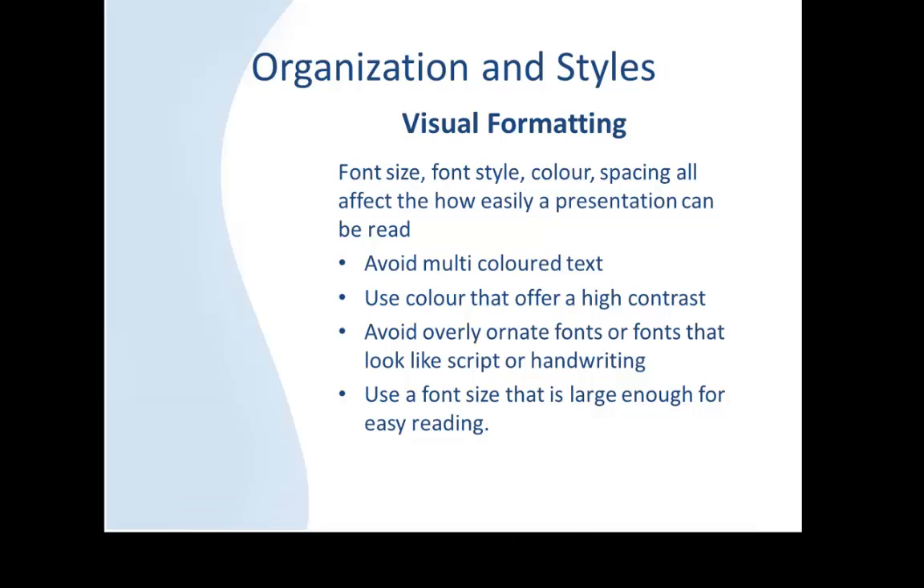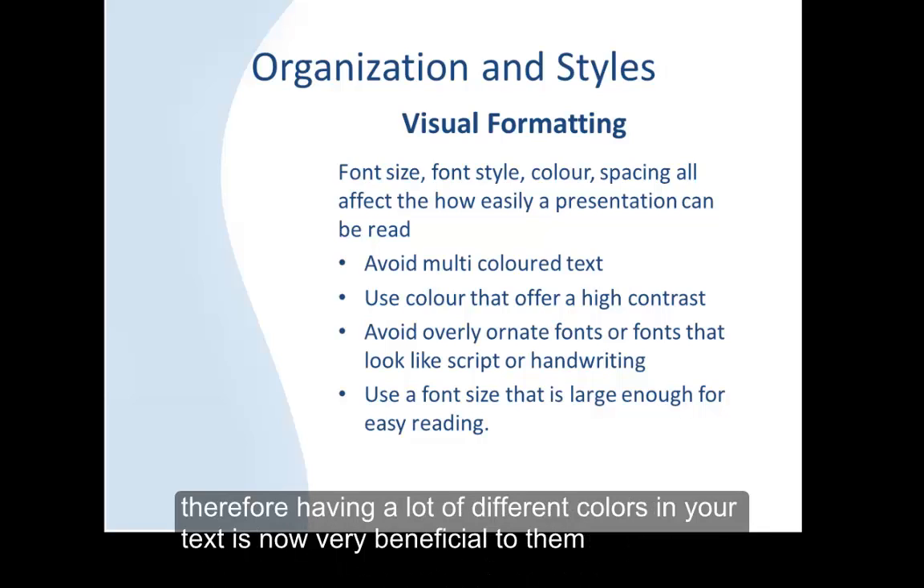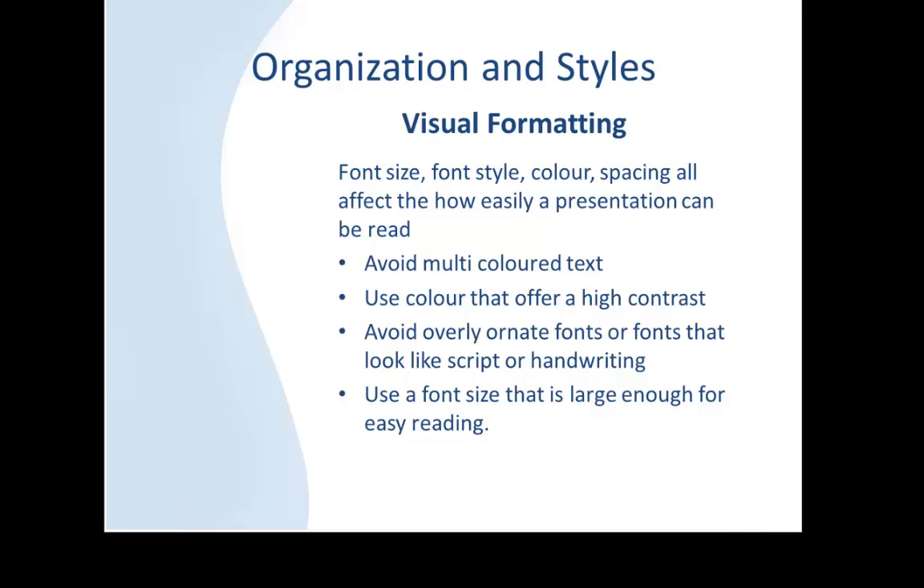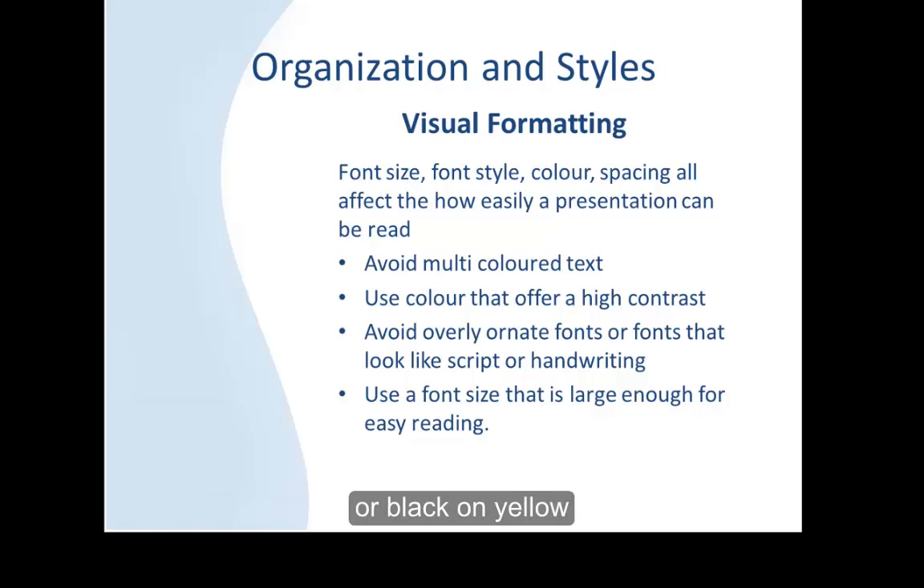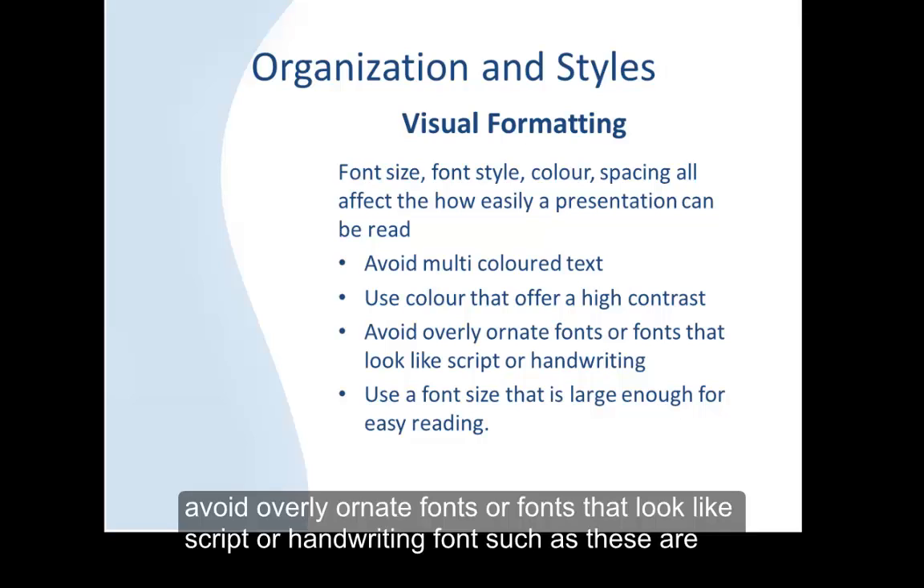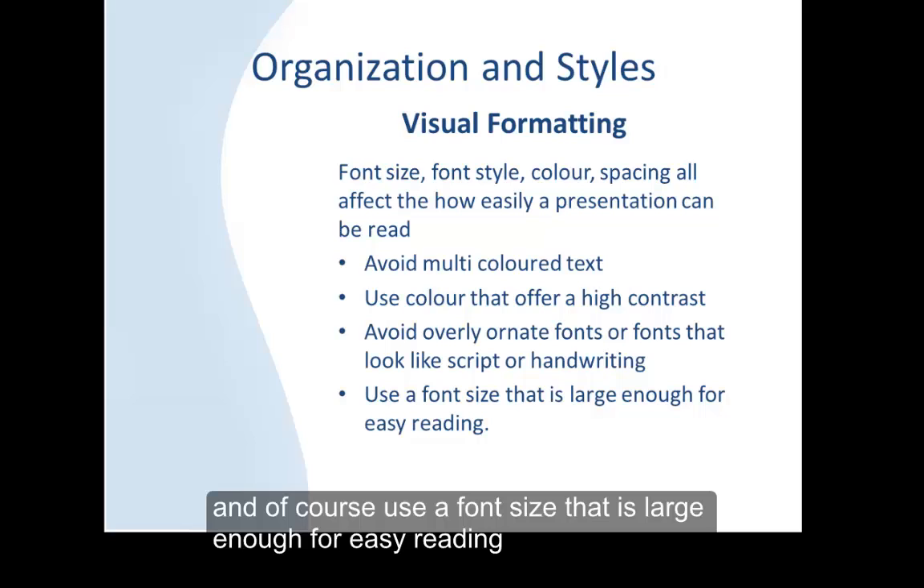Visual formatting, so font size, font style, color, spacing, all affect how easily a presentation can be read. Here are some tips. Avoid using multicolored text. People that are visually impaired or have color blindness find it very difficult to distinguish between colors. Therefore, having a lot of different colors in your text is not very beneficial to them. Use colors that offer a high contrast, such as black on white or black on yellow. Avoid overly ornate fonts or fonts that look like script or handwriting. Fonts such as these are very difficult for people with visual perception difficulties to read. And of course, use a font size that is large enough for easy reading.